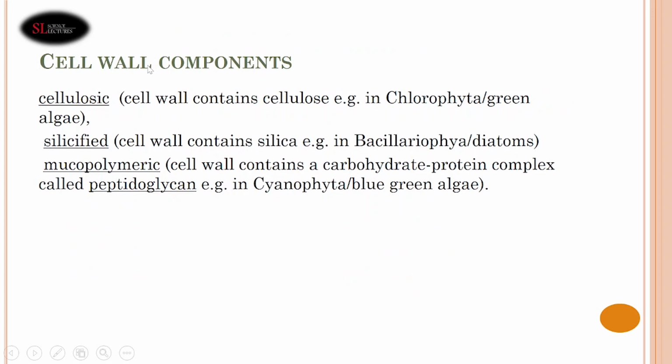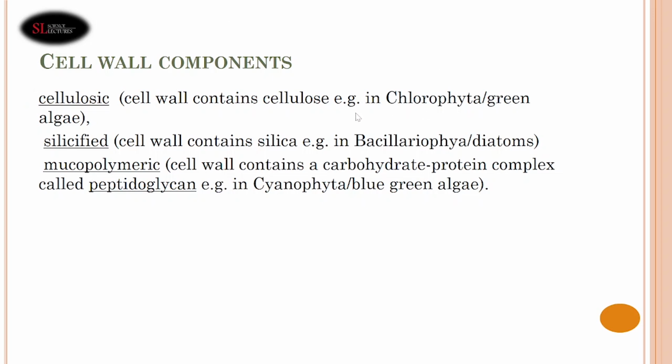Then, based on the cell wall components, according to the composition of the cell wall, algae can also be classified. For example, some algae have their cell wall made up of cellulose, and with that, alongside other characteristics, we can say that this alga is a member of the group Chlorophyta.